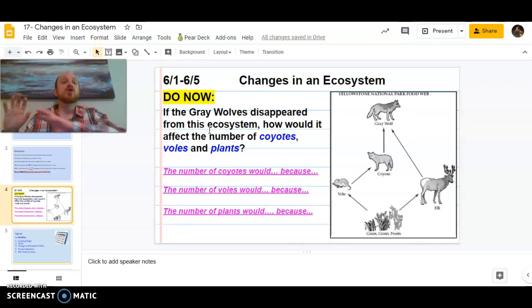Okay, so if the gray wolves disappeared from this ecosystem, how would it affect the number of coyotes, voles, and plants? Think about that for a second. If you took off all those gray wolves, what would happen to the numbers of coyotes? What would happen to the numbers of voles? What happens to the numbers of plants? Go ahead and pause me. Think about that a little bit more. Answer those questions. We'll keep going.